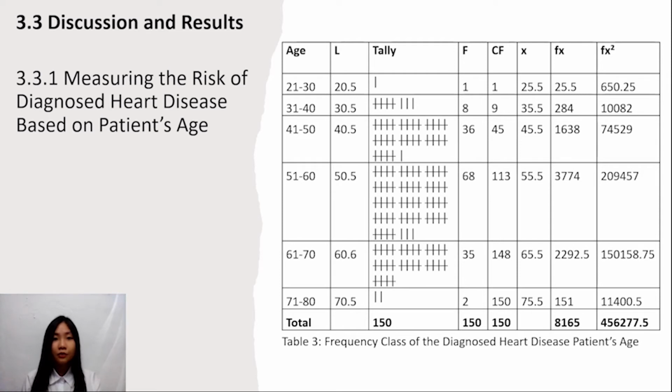Here I am showing table 3 to measure the risk of the diagnosed heart disease based on patient age. Table 3 shows the calculation of Fx and Fs squared, which we need for the next step.